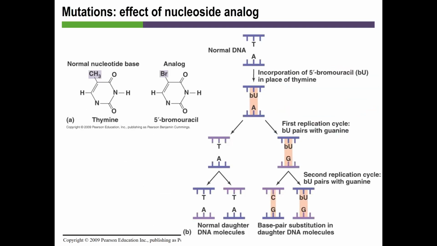A nucleoside analog is a chemical that looks like a nucleotide and may trick a polymerase into using it during replication, but once incorporated does not behave like the normal version of the nucleotide. For example, 5-bromouracil looks like the nucleotide thymine. Once incorporated into a DNA strand, it behaves like cytosine, pairing with guanine. This has now introduced a point mutation into that strand of replicated DNA.